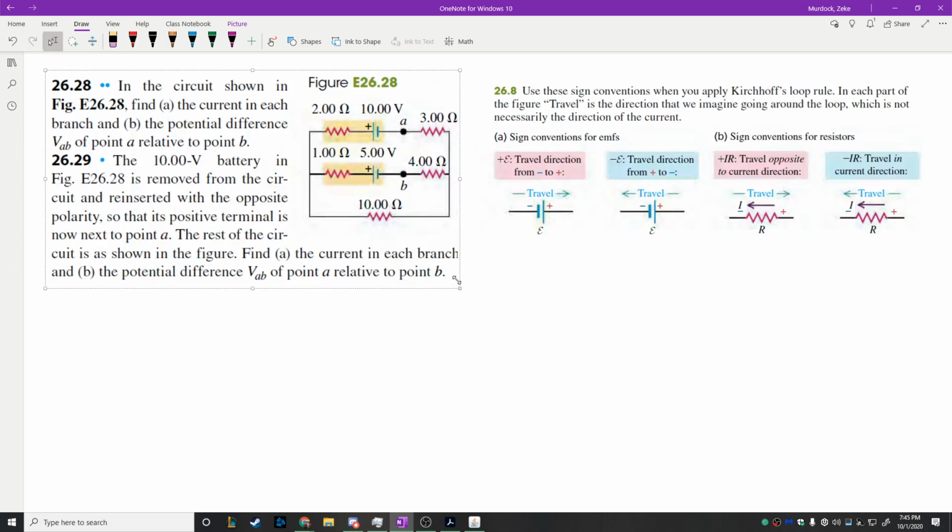Okay, how about now? Are people getting equations down for the loops and the junctions? Is that enough time? Don't worry about solving them. We'll just solve them with the calculator. Is that enough time?